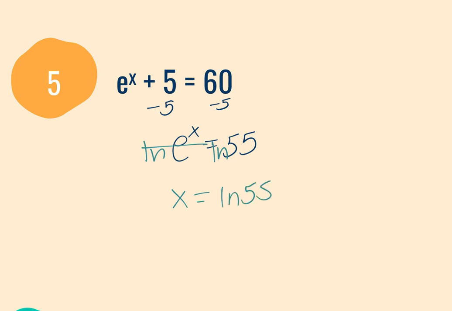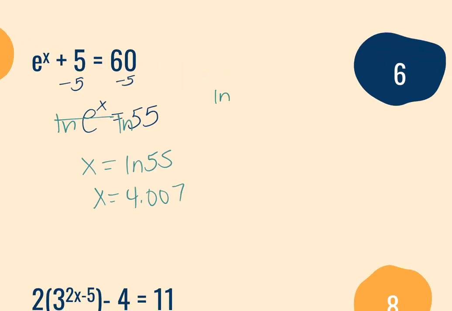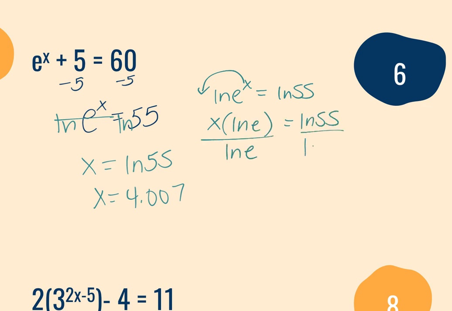Now, if you didn't remember that, hang on, let me finish this and then I'll show you what I'm talking about. If you didn't remember that and I got to this, ln of e to the x equals ln of 55, and I bumped the x to the front, and I divided both sides by ln of e. ln of e is 1. So even if you type that in the calculator, you're going to get the same answer. It just saves you a little bit of work. Anytime you get ln of e, cancel it, keep the exponent.